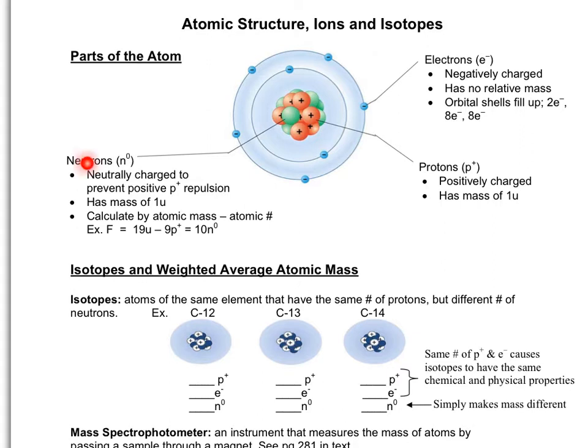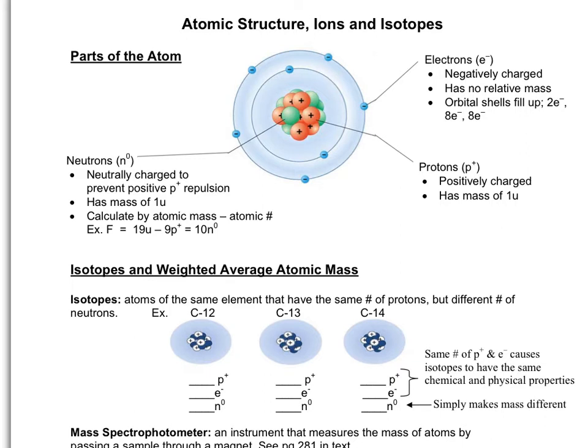Neutrons are also found in the nucleus. They are neutrally charged, and they're there to prevent the positive protons from repelling each other. Remember, like charges repel. So neutrons actually form a bond with protons to keep the nucleus together. If they weren't there, atoms wouldn't exist. They also have a mass of 1 atomic mass unit, and you figure out how many neutrons are in an element by taking the atomic mass and subtracting the atomic number found on the periodic table. Here's an example for figuring out the neutrons for fluorine.